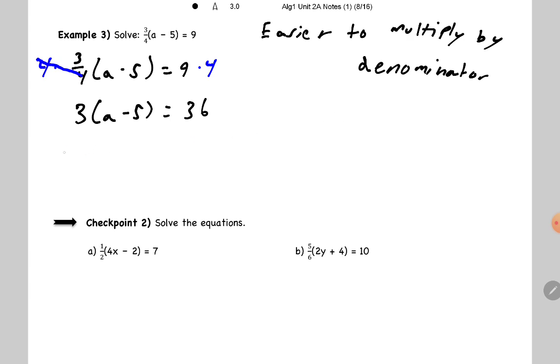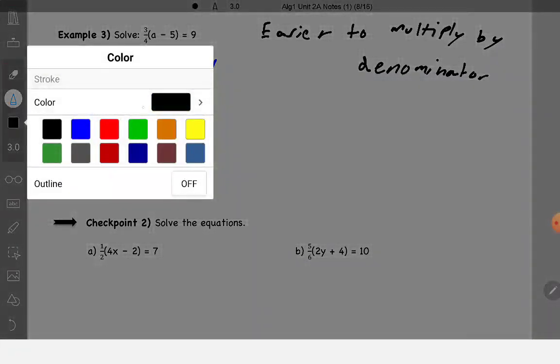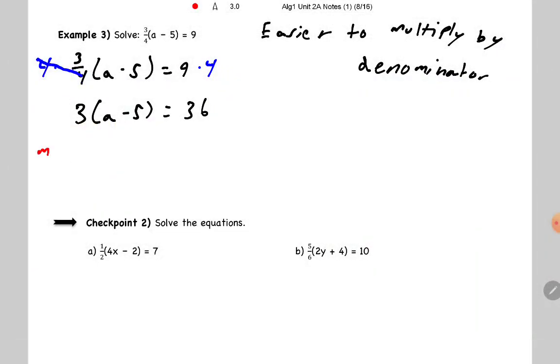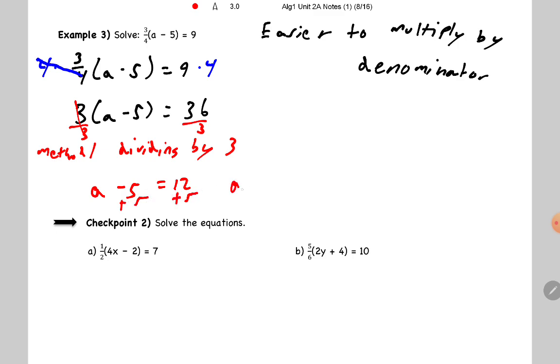So method 1, I'll do that in red. Method 1, dividing by 3. So I'm going to divide both sides by 3. That'll go away. And I'm left with a minus 5 equals 12. So I add 5 over. a equals 17. So that's one way to do it.